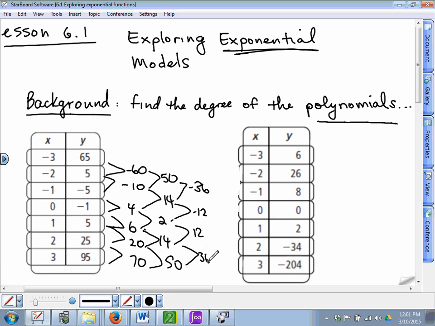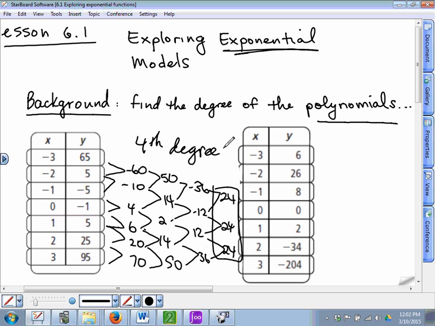Well, what's negative 12 minus negative 36? That's 24. 12 minus negative 12 is 24. 36 minus 12 is 24. Fourth degree. It took 4 differences for the numbers to become exactly the same. That means it is fourth degree. This is what you guys did way back when, a couple of months ago. Really? This is this year.